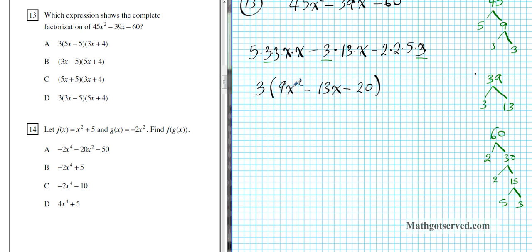Okay, now let's factor the interior expression using the x game. So make your little x. AC goes on the top, B goes on the bottom. So AC is 9 times 20, which is negative 180. And B is negative 13.